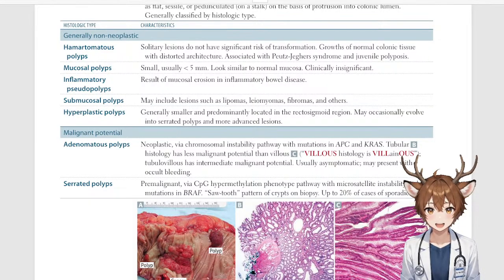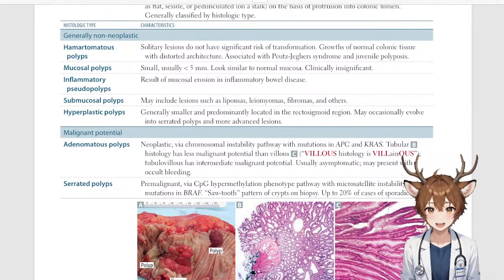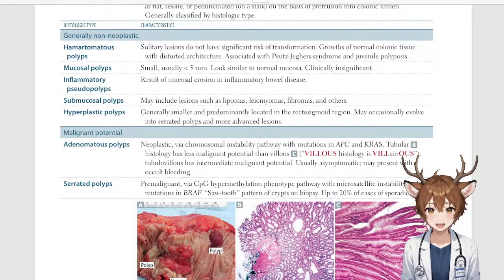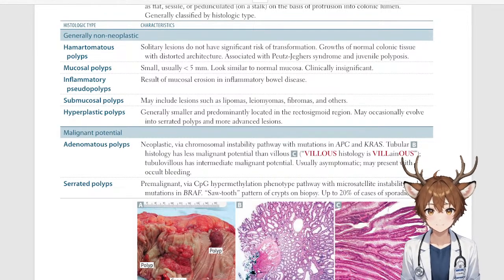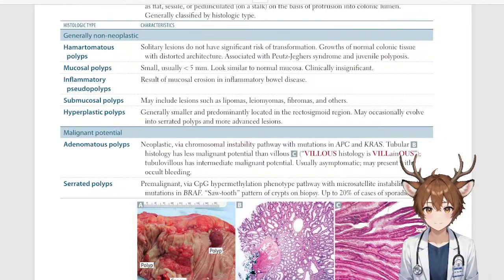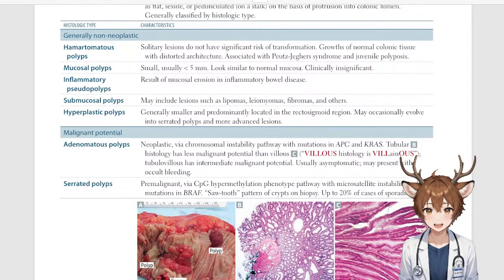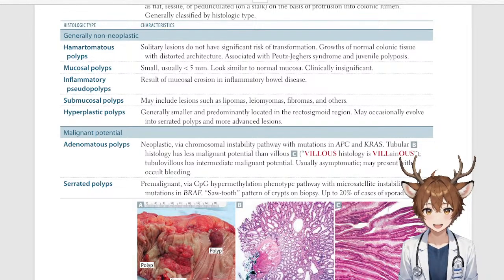So what about the potentially malignant types? Adenomatous polyps, neoplastic via chromosomal instability pathway with mutations in APC and KRAS. Tubular histology has less malignant potential than the villous type, and villous is shown in picture C for you, I think, and the tubular shown in picture B. Villous histology is villainous. Yeah, well, villous is worse. It's less common though. Tubulovillous has intermediate malignant potential, and is usually asymptomatic, may present with occult bleeding.